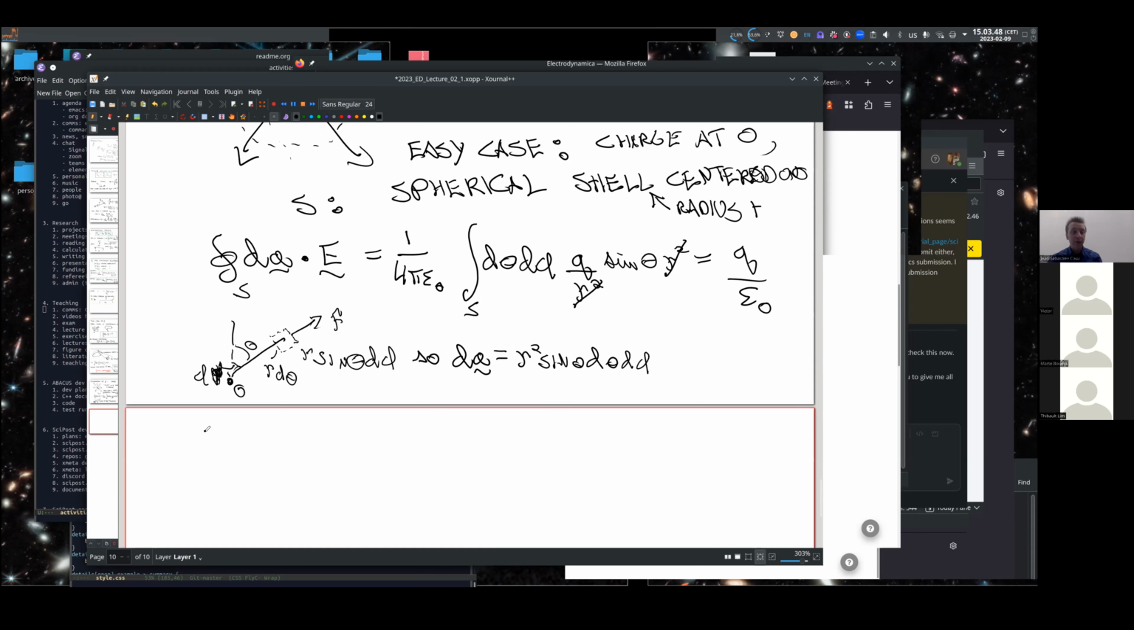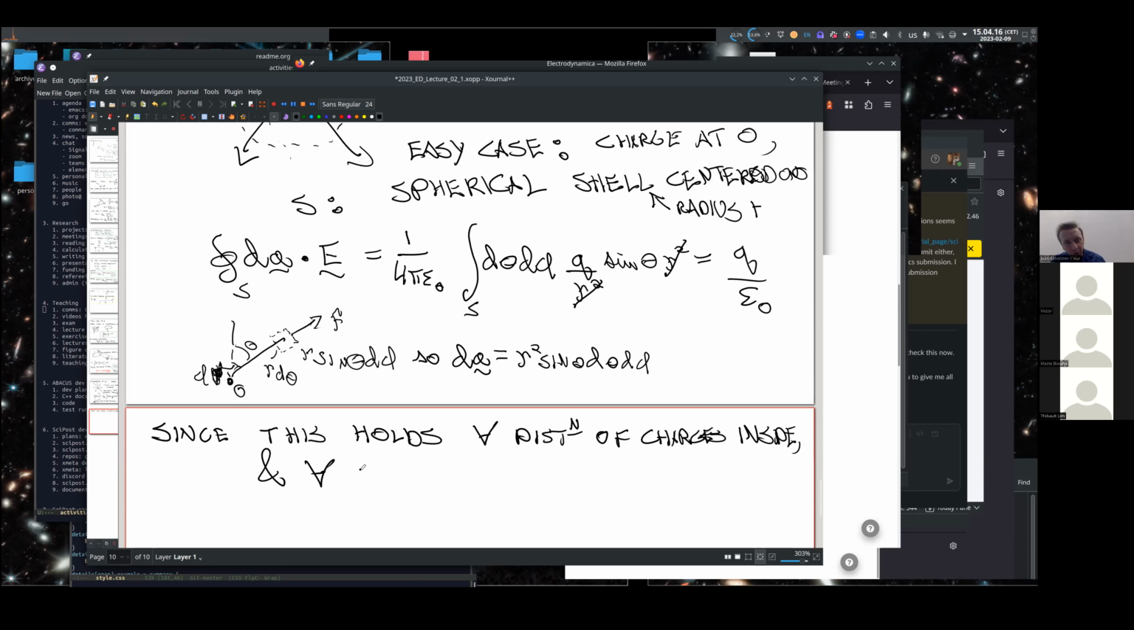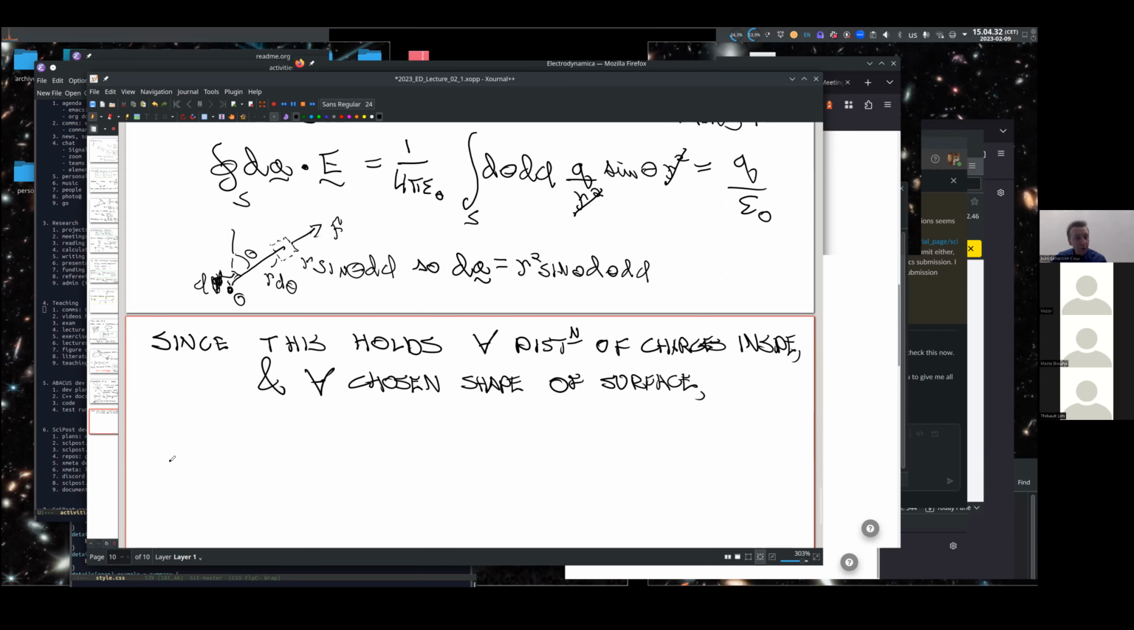And therefore, since this holds for any distribution of charges in the interior, and for any chosen shape of the surface, what we get is Gauss's law.